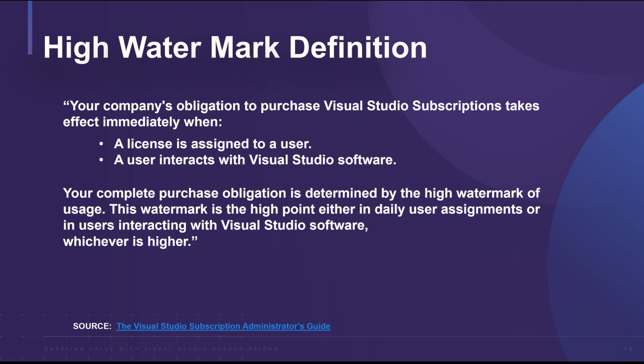So that's really important to understand. It doesn't go the other way. Say, for example, you buy 10 Visual Studio Enterprise licenses and you only use 8, and you have 2 that are free. You don't get a discount, or you don't get a refund on those two licenses. It's only if you go over what you've already purchased. So again, this is also part of the Visual Studio Subscription Administrator's Guide, which is linked at the bottom of the slide as well.